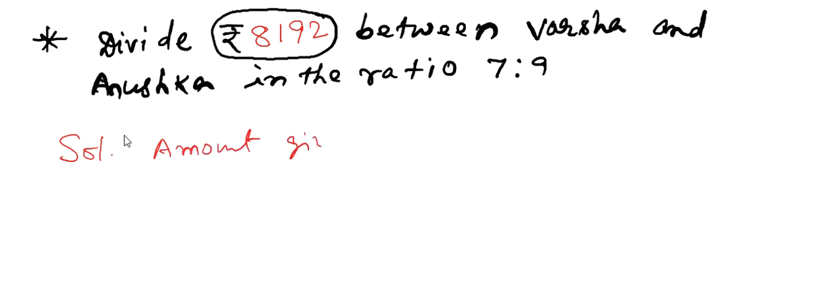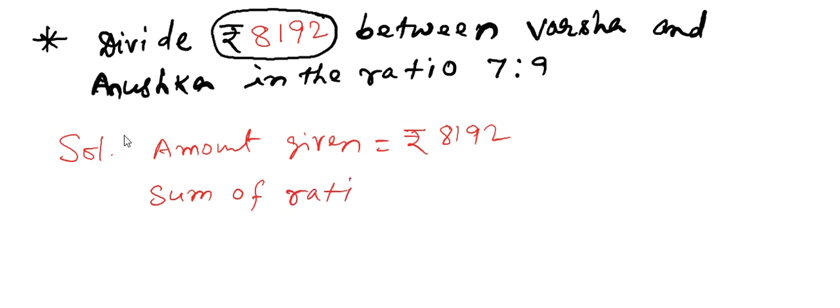given. Write this one. Amount given 8,192. Right? Now we write here sum of the ratio. Sum of the ratio. Here the ratio is given 7 and 9. That is 7 plus 9 is 16. Right?